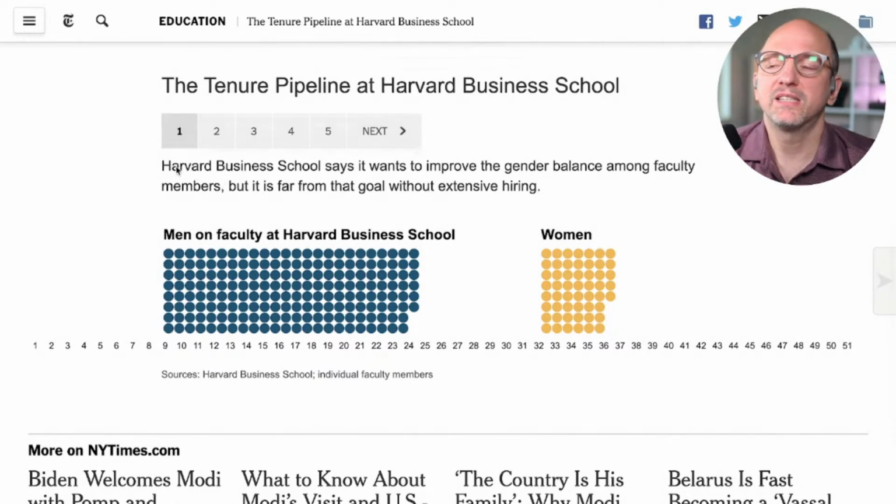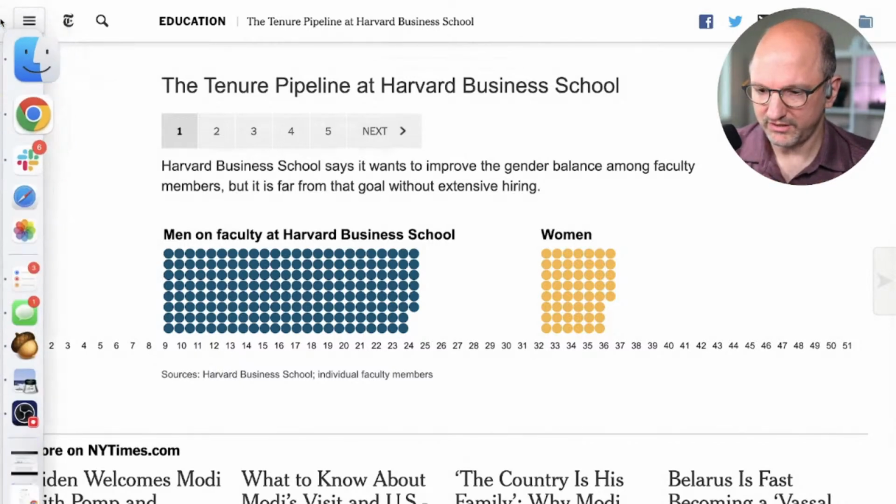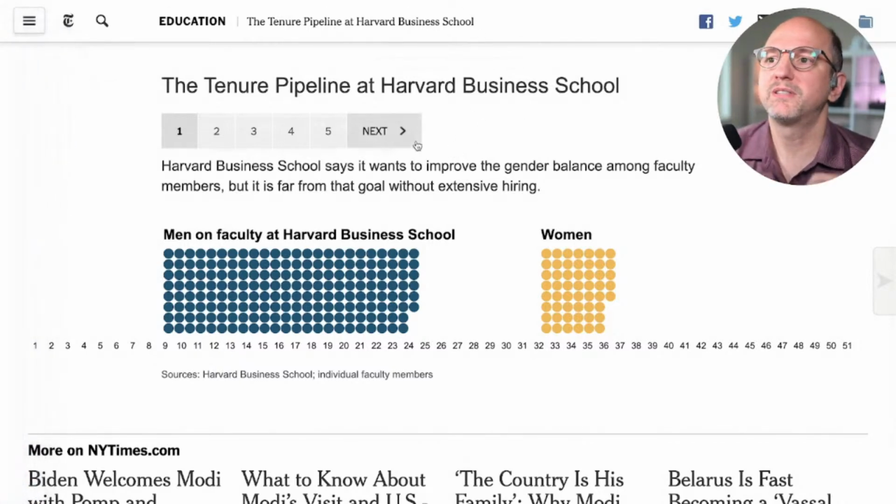And it starts by making a statement. My point here is that you want to start off a presentation with a framing device. That can be a question, that can be a statement. In this case, it says Harvard Business School says it wants to improve the gender balance among faculty members, but it is far from that goal without extensive hiring. So that's a claim, right? We just made a claim here. This, by the way, I believe was done by Hannah Fairfield back in the day, 2012. She makes this claim to say that Harvard Business School needs to hire more women because their gender balance is off.